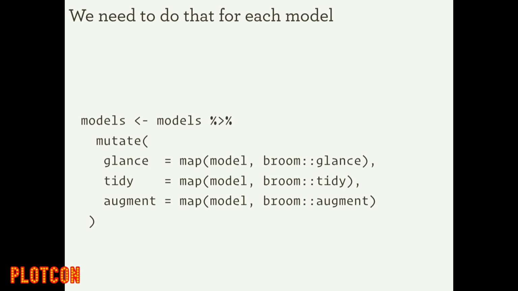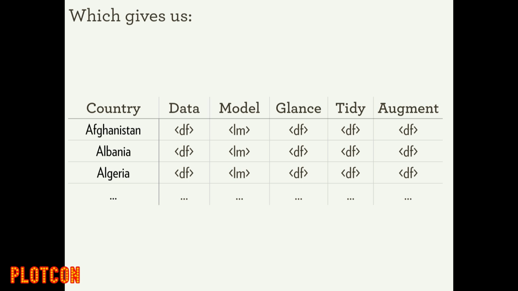You go to tidy it, which gives you one row per parameter, or you can augment it, which gives you one row per original observation that went into the model. So now we have this. So now we've got a data frame that contains a whole lot of list columns. And so at least we've gone from this model object, which you didn't really know what to do with, but now we have a list of data frames. And so what can you do with a list of data frames?